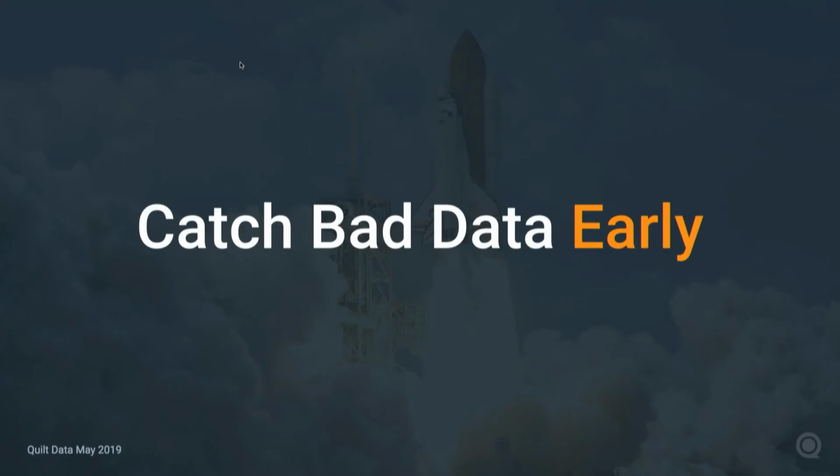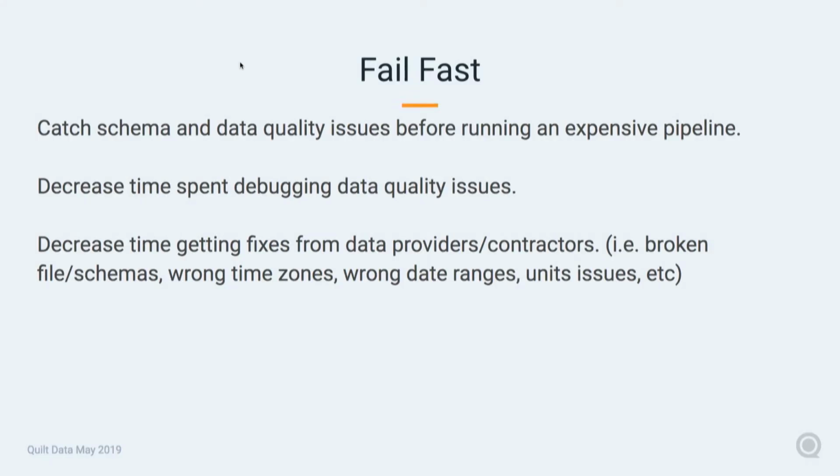And then the last thing I want to talk about is how do you catch bad data early? We want to catch schema and data quality issues before we run a pipeline. At Sidewalk Labs, a lot of our pipelines regularly cost in the thousands to even tens of thousands of dollars to do a run. So they're very expensive. If you have bad data, it's a huge bummer. So we want to make sure that we know before we start a pipeline that we can run it and that we shouldn't just fail.